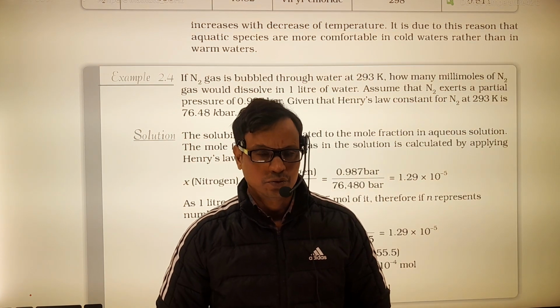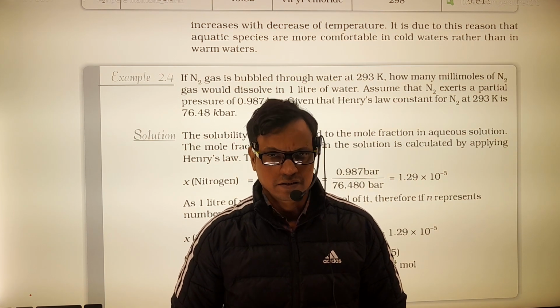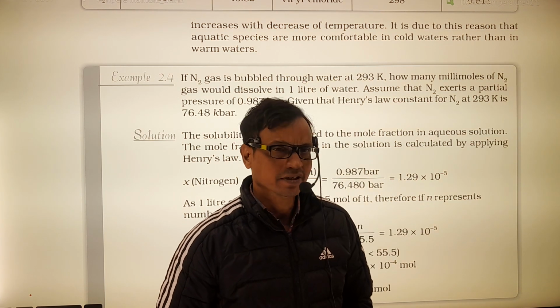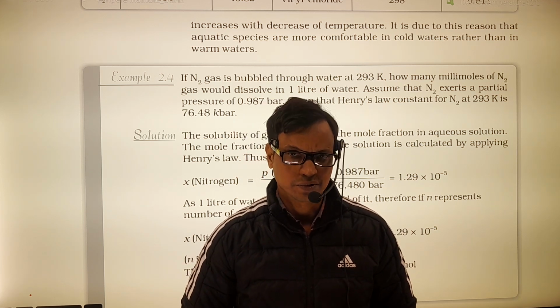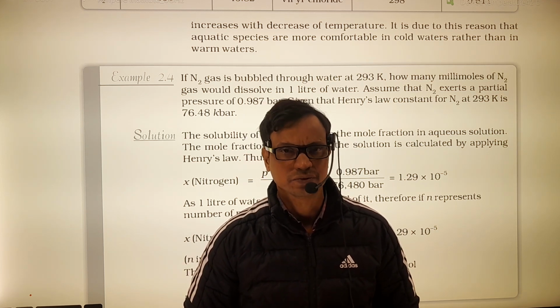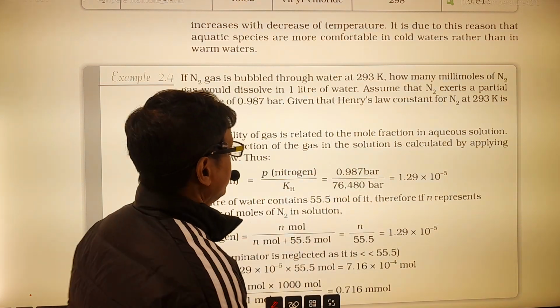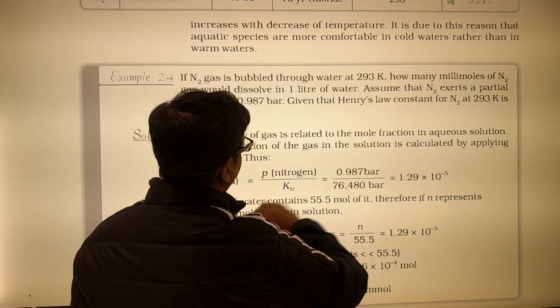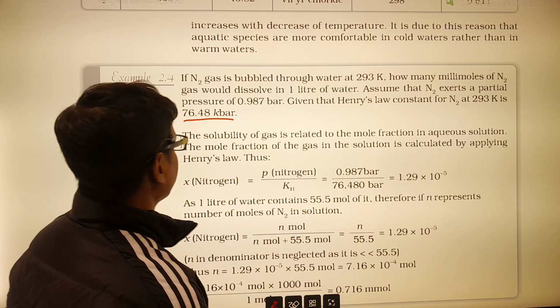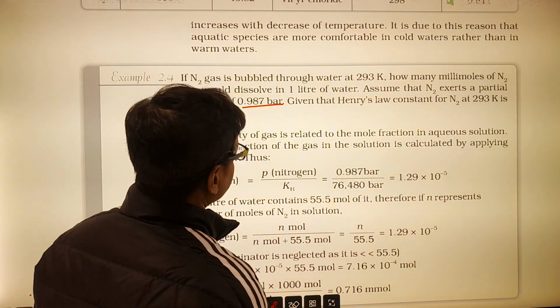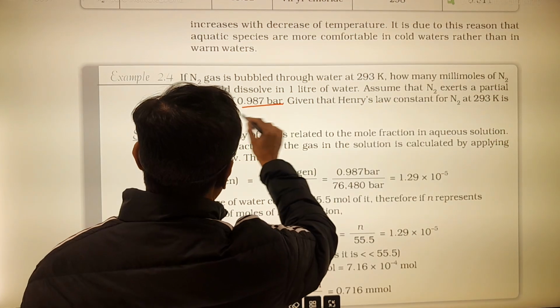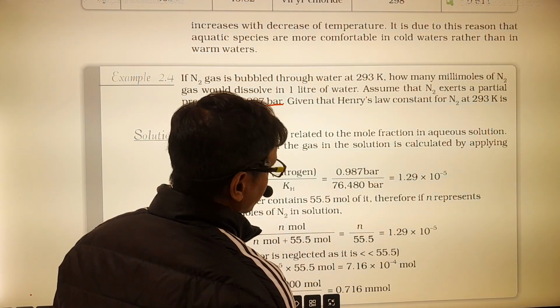This question is asked for 2 marks in the 12th board examination from the chapter Solutions, and here is how to write it so that you get 2 marks out of 2. Let's see. Here Henry's constant has been given, and the partial pressure exerted by the nitrogen gas has also been given. It asks how many millimoles of nitrogen gas would dissolve in 1 liter of water.